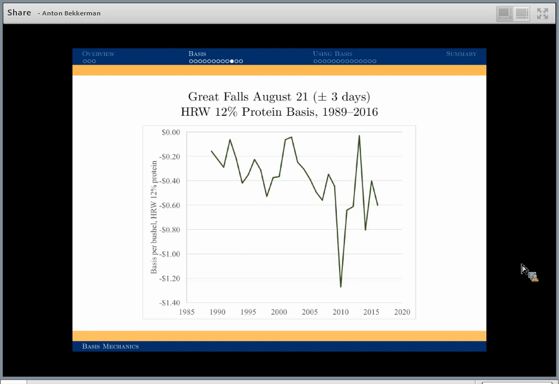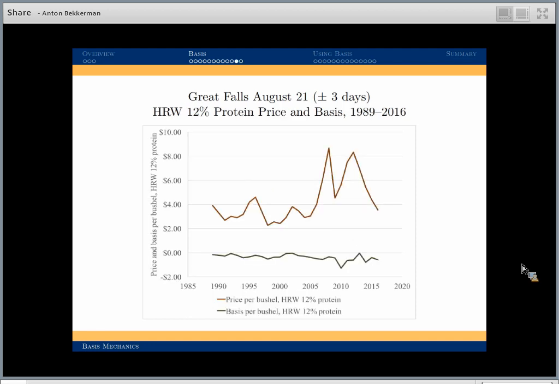What that translates to is that when you use basis instead of prices, you are exposing yourself to much less risk when you're using basis as your prediction tool for predicting futures prices than if you use past price information. Take a look at this difference. The average year-to-year price change between 1989 and 2016 was $1.35, and the average year-to-year basis change is 32 cents per bushel.